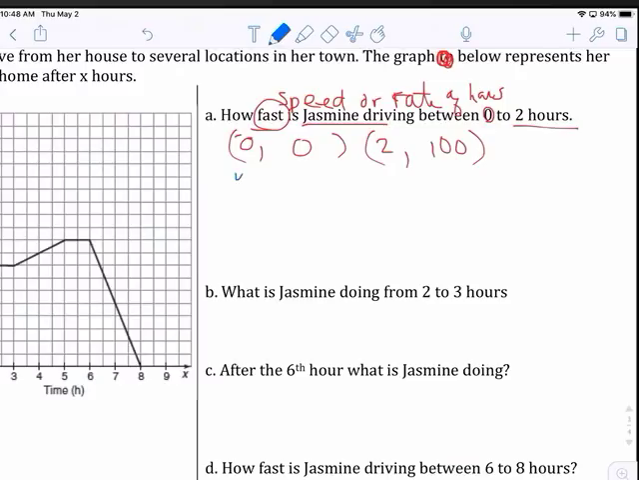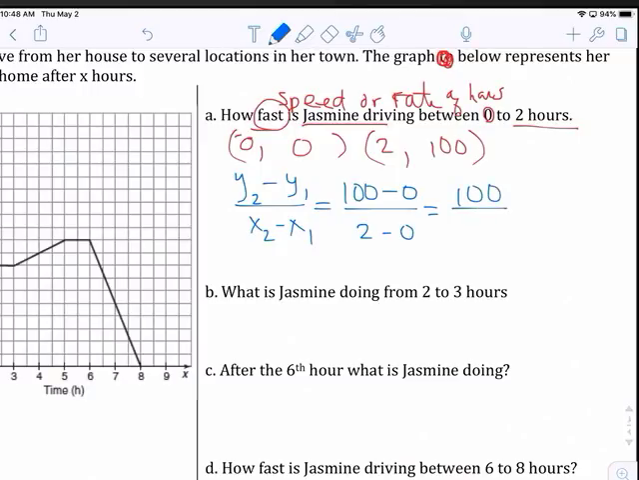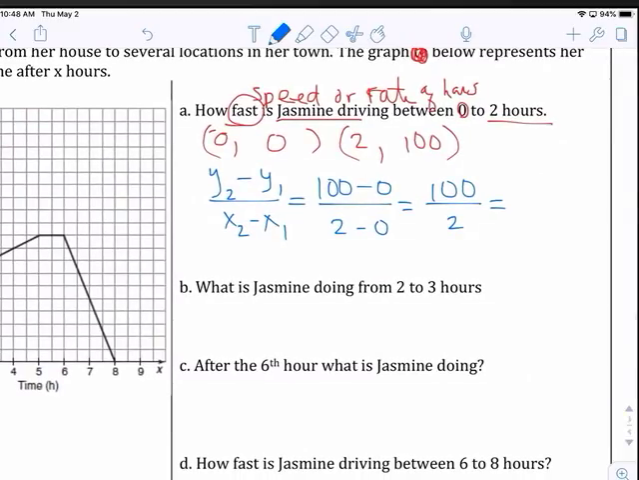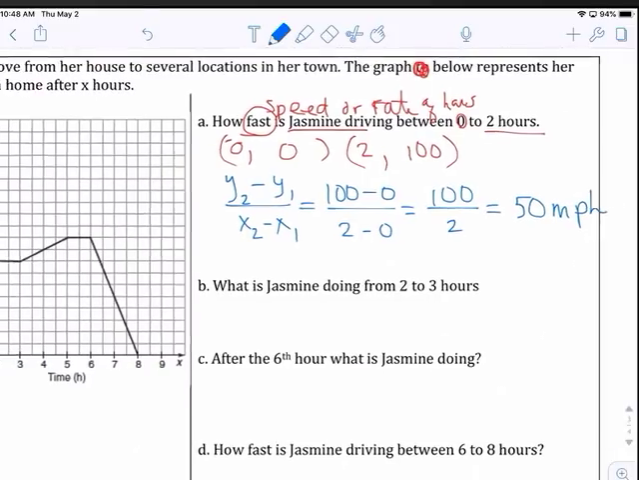To find the speed, how fast she's going, it's a rate of change. Rate of change is y sub 2 minus y sub 1 over x sub 2 minus x sub 1, the change in distance over the change in time. 100 minus 0 over 2 minus 0. 100 over 2 is 50 miles per hour. That's her speed.